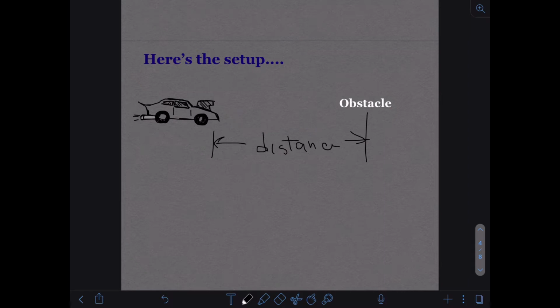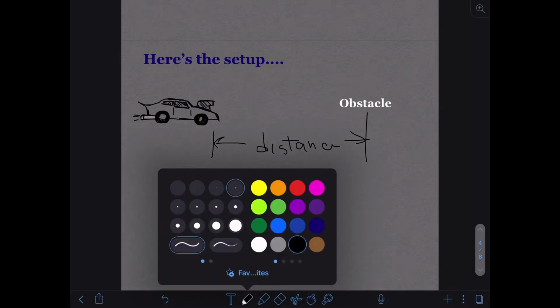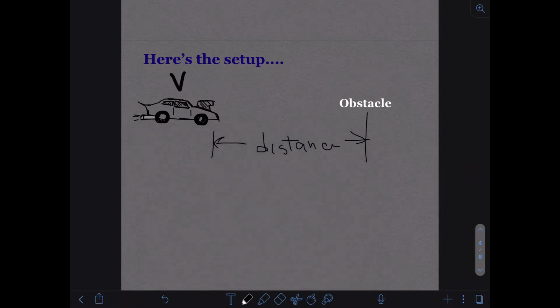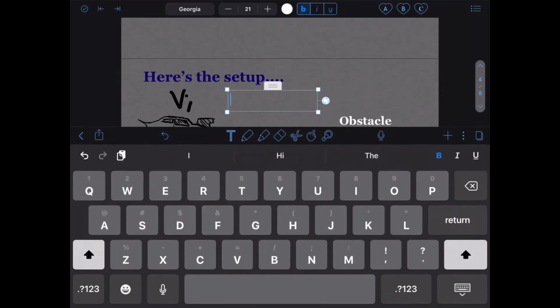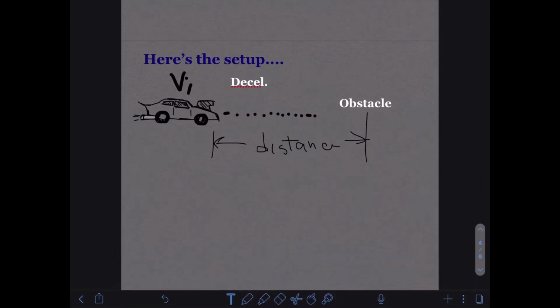So what that brings in are a couple of things. You want to keep in mind that we're going to have the car moving at a certain rate, so it's going to have an initial velocity. Now, in order to avoid hitting the obstacle, it is decelerating. So you have a deceleration, which means the acceleration is a negative acceleration. It is slowing down the velocity.